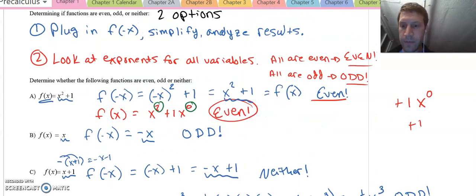Okay. Let's look at the next one. F of x equals x. So f of x equals, that's really x to the first. I don't have plus a constant, so I don't need to attach x to the 0 to anything. My only exponent is 1. That is an odd function. All exponents are odd.